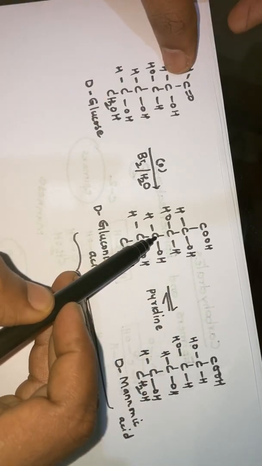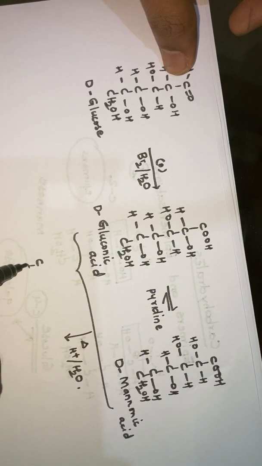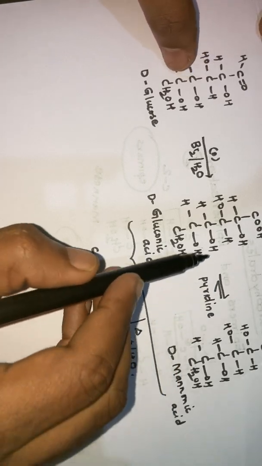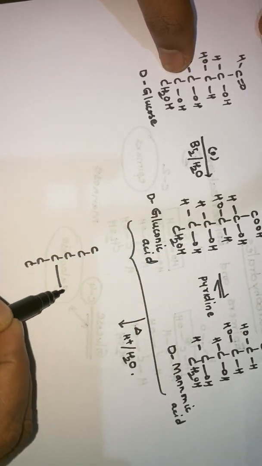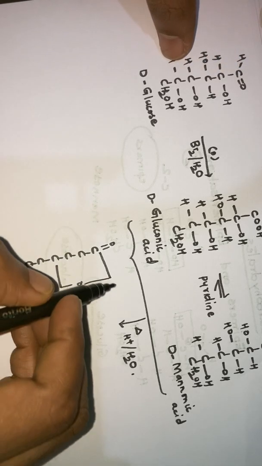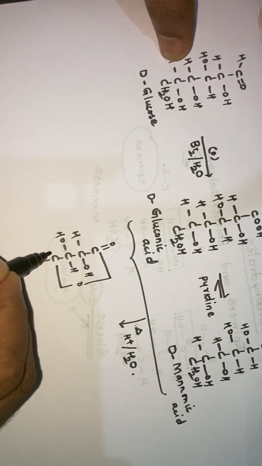What happens is the fourth carbon, 1, 2, 3, fourth, this OH attacks here. So here we have 1, 2, 3, 4, 5, 6 carbon atoms. Now this fourth carbon atom attacks here, and you get a lactone. The remaining will remain as it is, OH, H, HOH.